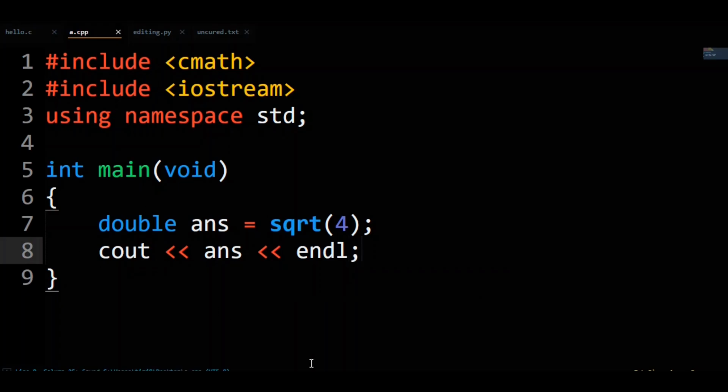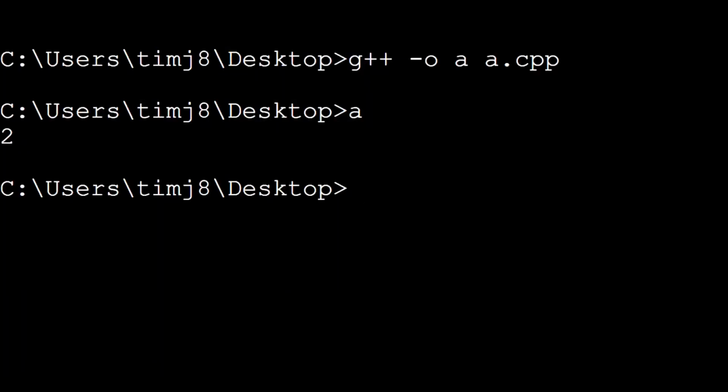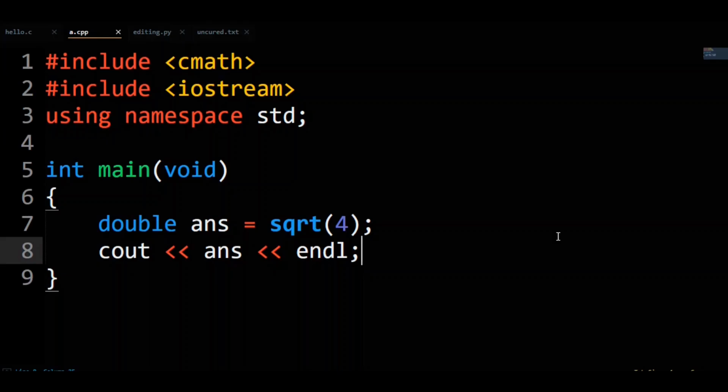If we run this code, we get 2, meaning the square root of 4 is 2. Do note, square root is not mathematically defined for negative numbers, so don't pass negative numbers to square root.